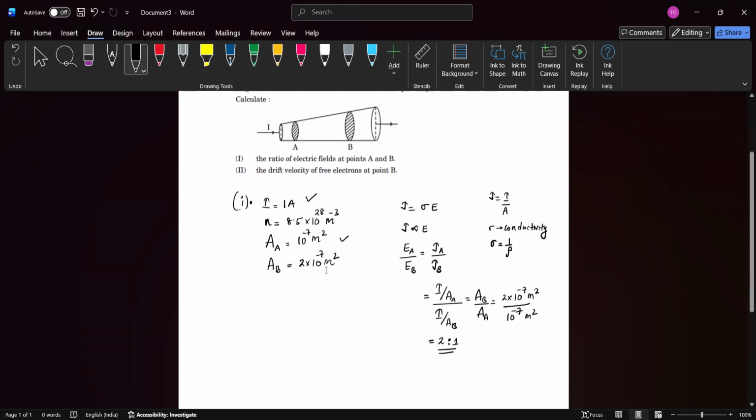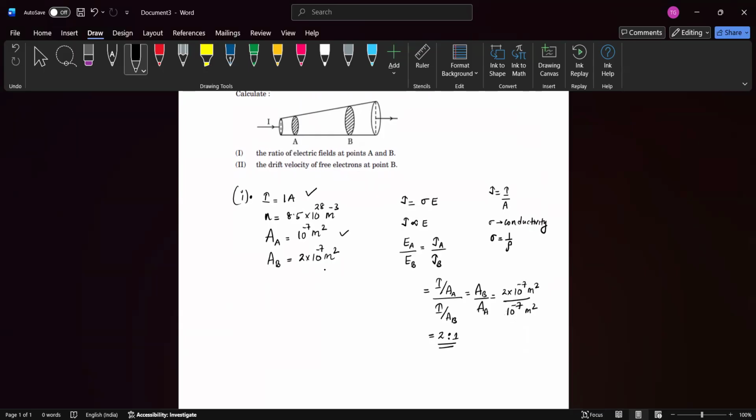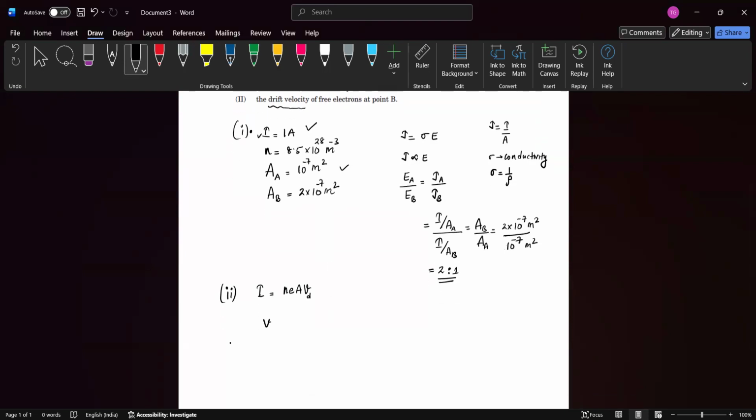Now for the second part, the drift velocity of the free electrons at point B. How do we find the drift velocity of the electrons at point B? We can find it easily. We know how drift velocity is related to the given values. We have a relation for current and drift velocity, which is given by I is equal to N E A Vd. Vd is the drift velocity, A is the area of cross section at the point, E is the charge of electron, 1.6 into 10 power minus 19, and I is the current. So drift velocity can be written as I by N E A.